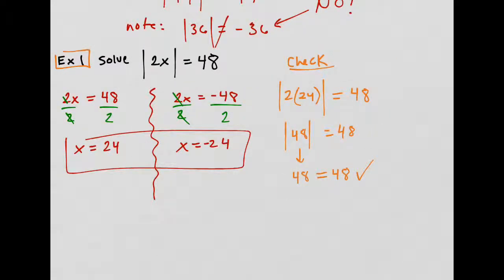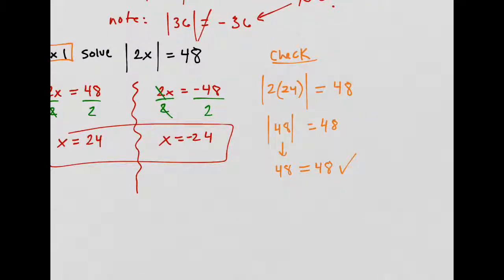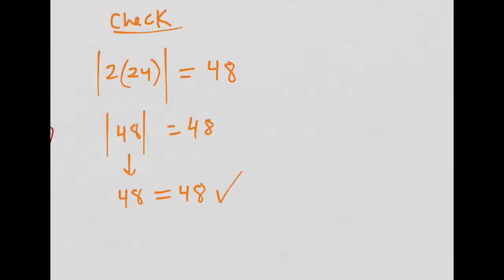That's the check. But what if we have the negative 24? Well, look what happens. We have 2 times the negative 24.